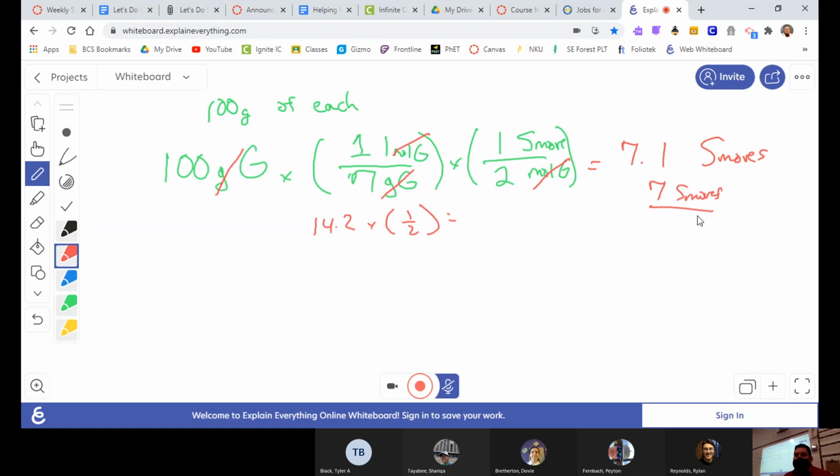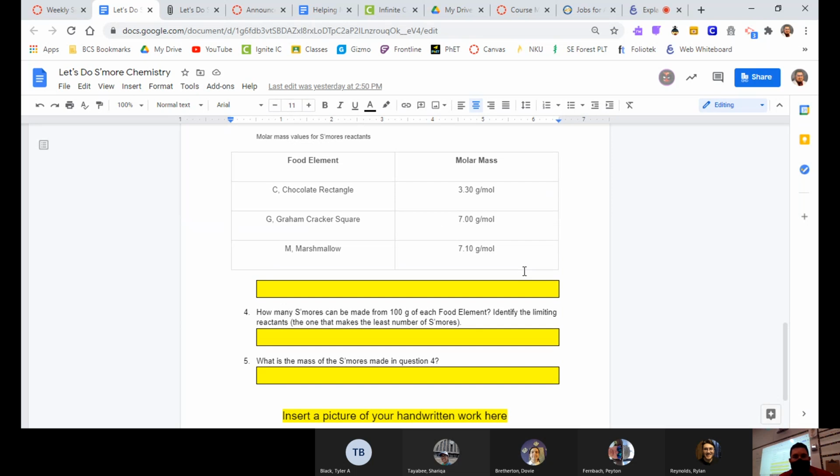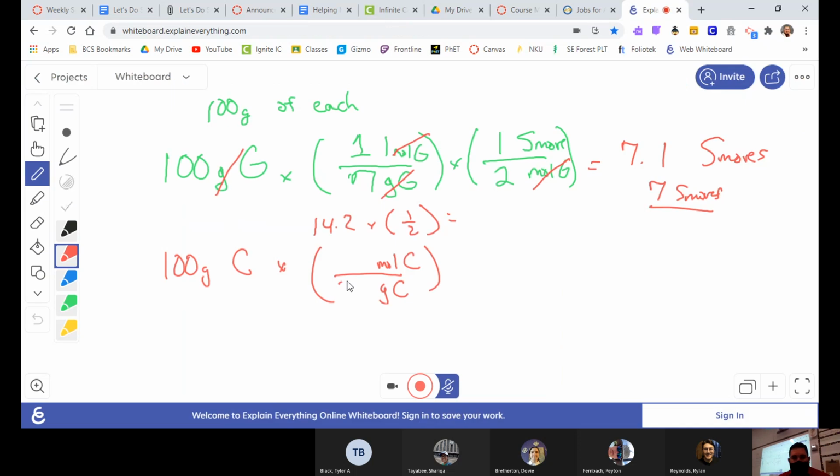Right? All right, let's do the same thing with chocolate. 100 grams of chocolate. I'm going to put grams of chocolate on the bottom, and I want to do moles of chocolate, gram per mole. How many grams of chocolate in 1 mole of chocolate? Again, look at the table. I made those numbers up, by the way. So 3.3 grams per 1 mole.